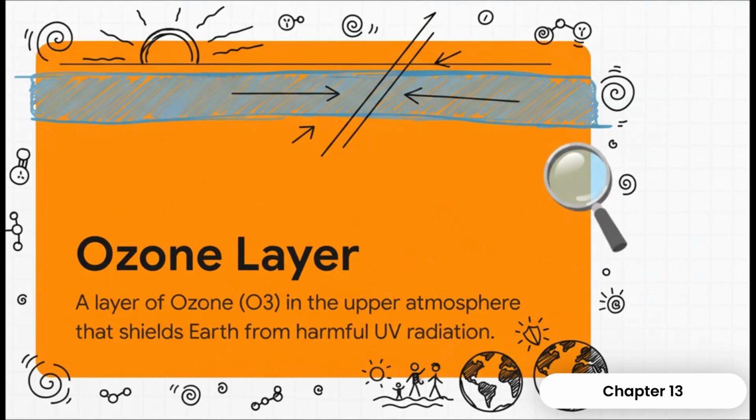I'm talking about the ozone layer. And yeah, it's absolutely crucial for life. It's this layer of gas way up in the atmosphere that blocks most of the sun's dangerous ultraviolet, or UV radiation. That's the stuff that can cause things like skin cancer. So you can think of it as the Earth's built-in heavy-duty sunscreen.